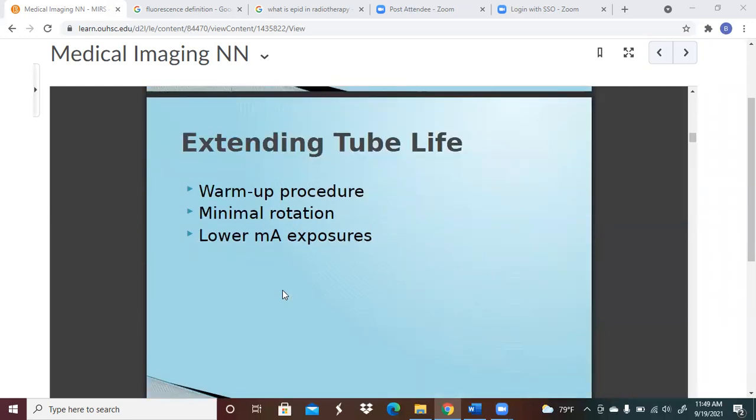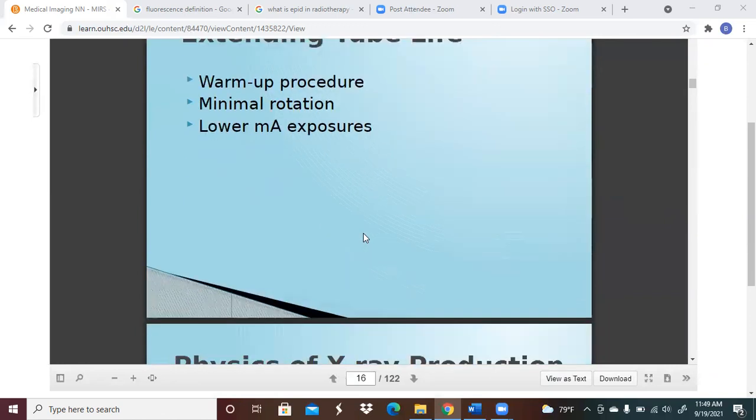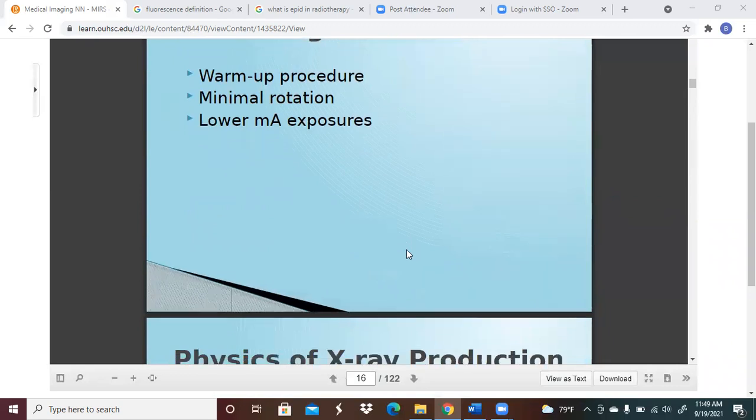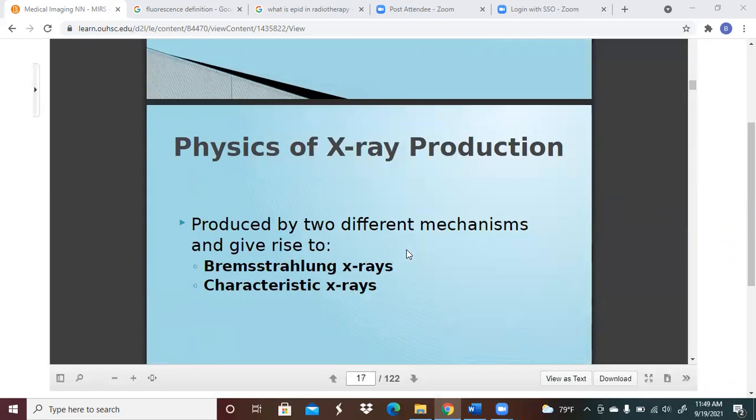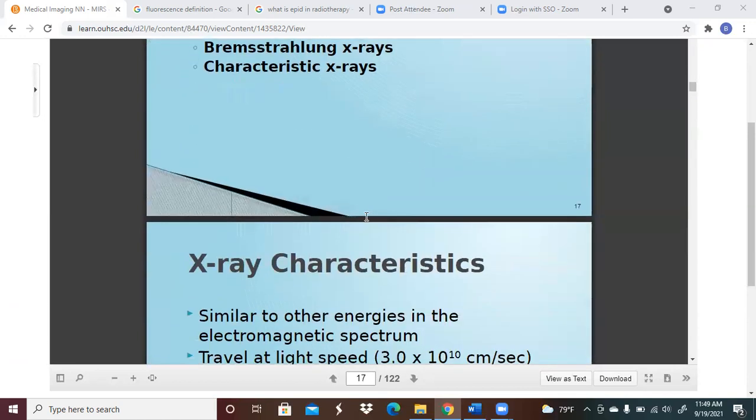Now, how do you get a longer life? You're going to follow the warm-up procedure that is recommended by the manufacturer. You're going to have minimal rotation. You're also going to have lower mA exposures. In other words, don't keep this going until you're ready to shoot. So you have two different mechanisms of X-ray production. You have Bremsstrahlung, and you also have characteristic X-rays.